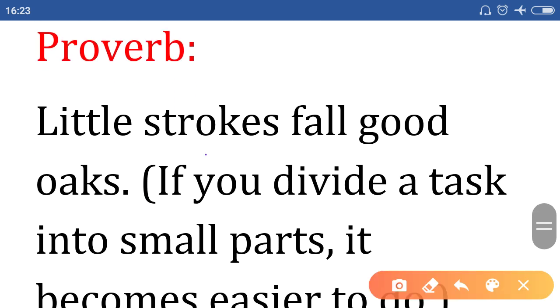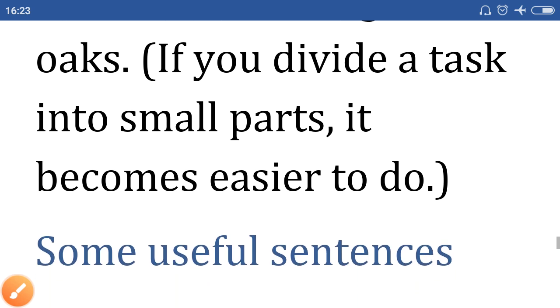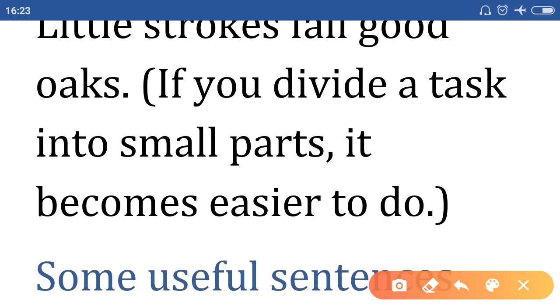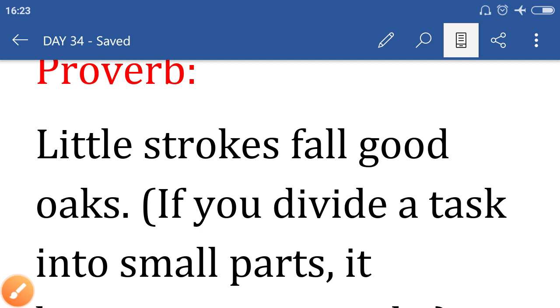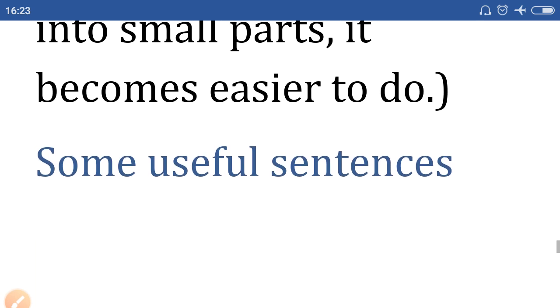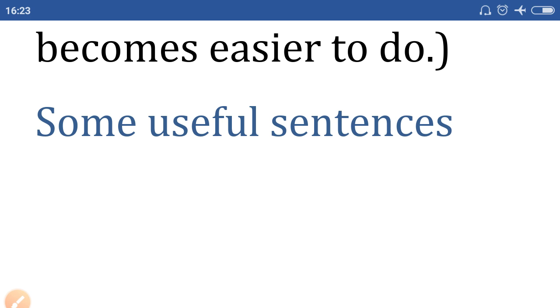Proverb: little strokes fell great oaks. What does it mean? If you divide a task into small parts, it becomes easier to do. Means you have a big goal. If you divide the goal into small goals and you achieve small goals timely, okay, so you will end up achieving the big goal. Okay, that is why it is said, this is a proverb, little strokes fell great oaks. Means little strokes, they have this power that they can fell a giant oak tree, right?